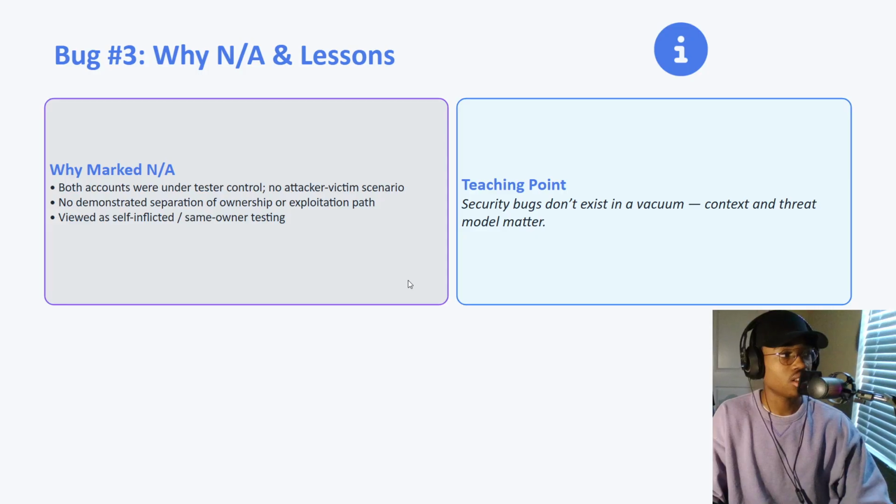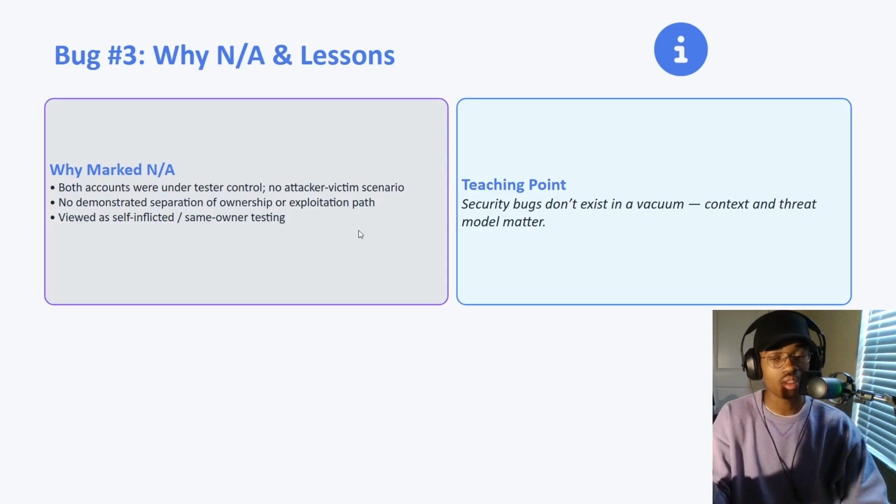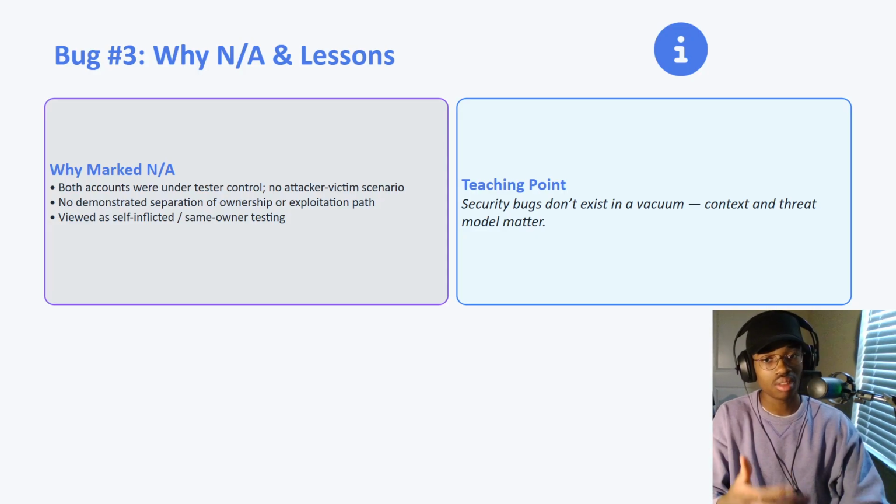Why NA? Lessons. Why non-applicable? Both accounts were under tester control, so there was no attacker-victim scenario. No demonstrated separation of ownership or exploitation path. Viewed as self-inflicted, same-owner testing. Because to do this, you would still need two accounts. And if you already have the victim's email and password, then what's the point? You can already log in and do everything.